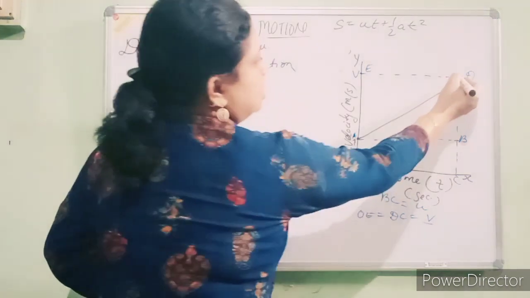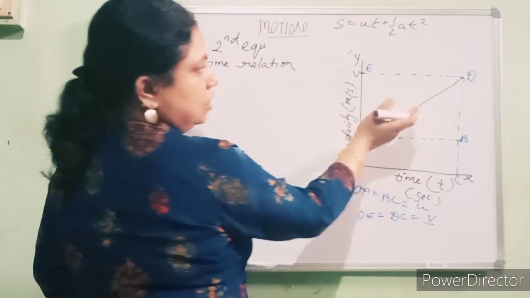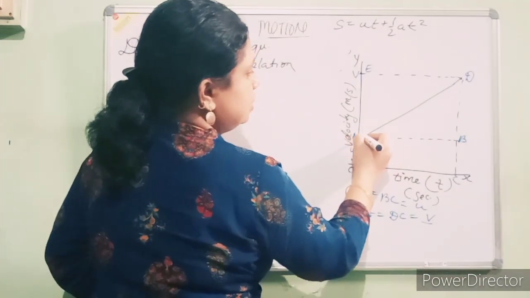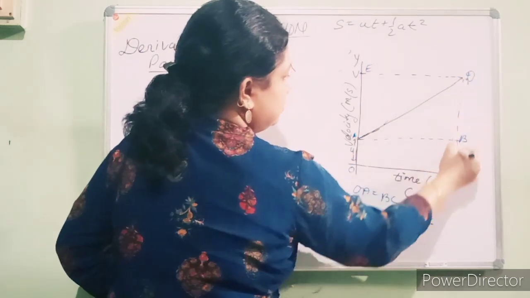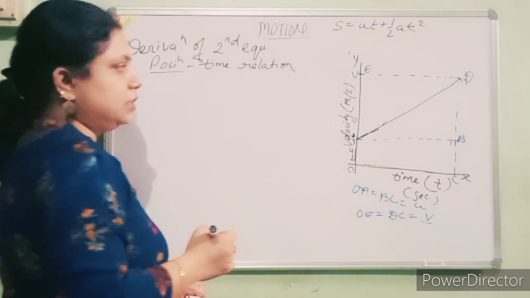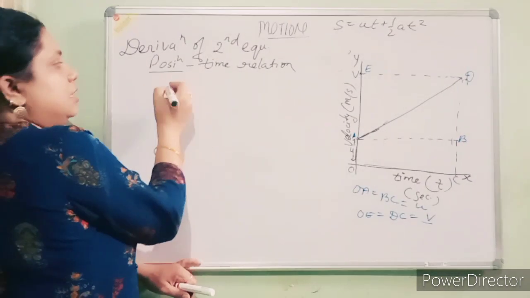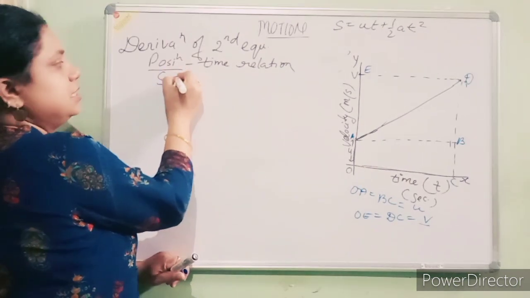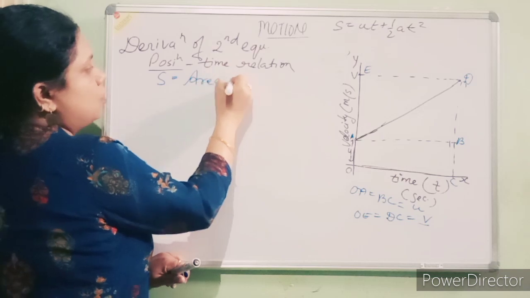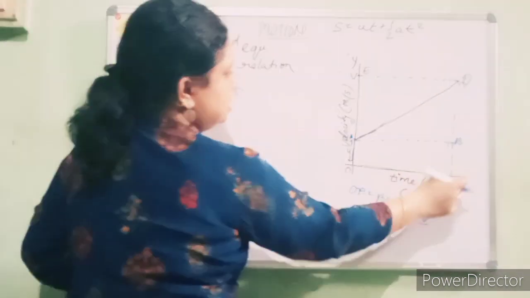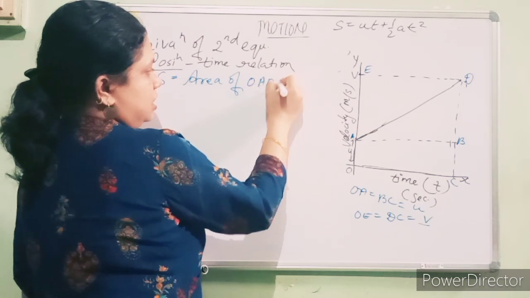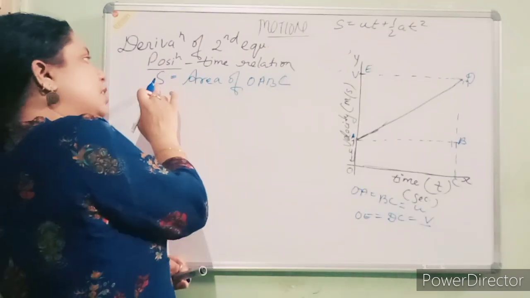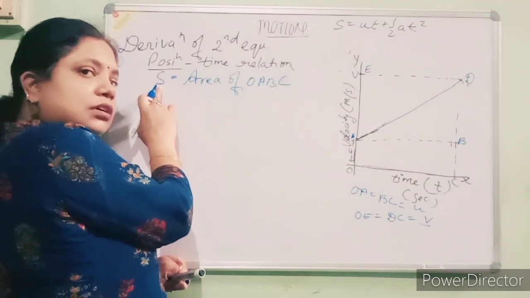Students, as we know, this is the final position D. The distance covered by the body is this trapezium. This is the distance covered by the body. So we can say that distance S is equal to area of OABC. Clear, students? S represents the distance covered by the body.